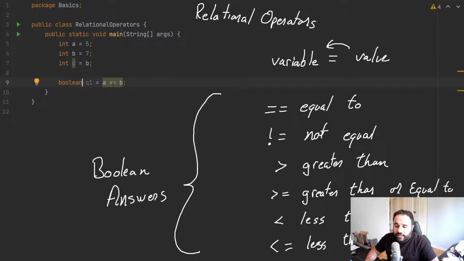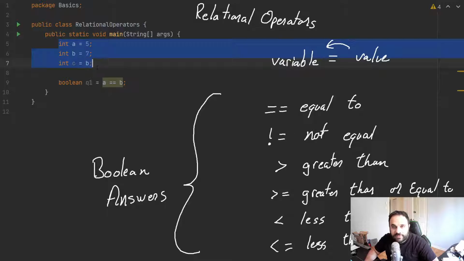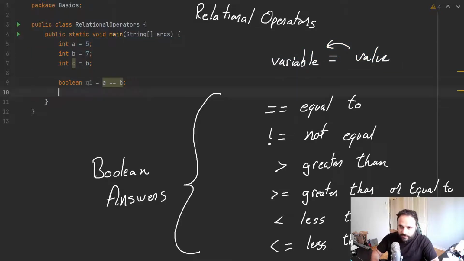You'll notice here it's going to give you a little warning saying it's obviously going to always be false because the value is set beforehand. But it's okay for now. Let's just keep going forward.